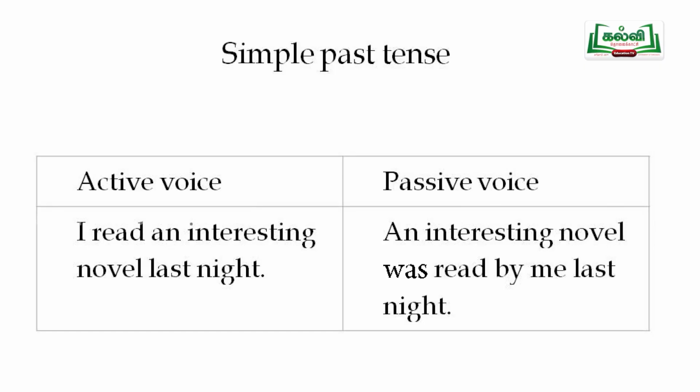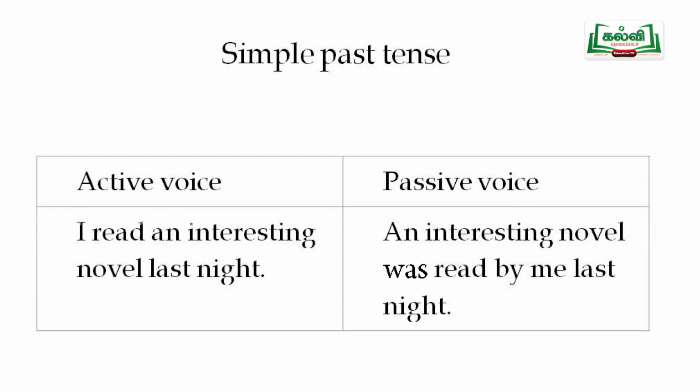Next, simple past tense. Here you can see how a simple past tense should be changed into passive. For be verbs you have to add was or were plus the past participle of the verb. Look at the example sentence in active voice. I read an interesting novel last night. Here you have to look at the subject, verb and the object. Subject is I, verb is read, and an interesting novel is the object.